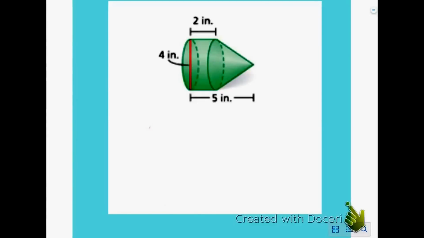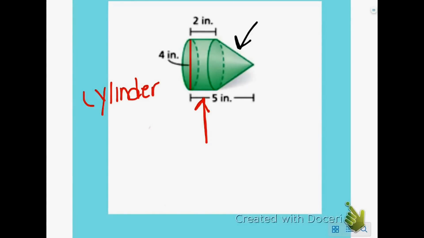So on this one, the first thing we want to look at is I notice that there is a cylinder. Here's your cylinder here. And then here is your cone. So we want to combine the cylinder and the cone. So if I want to find the volume of the cylinder, remember the volume of a cylinder is V equals capital B times H, and the base is a circle.